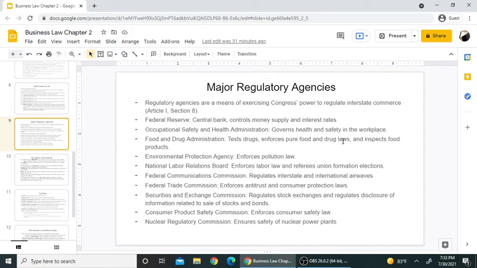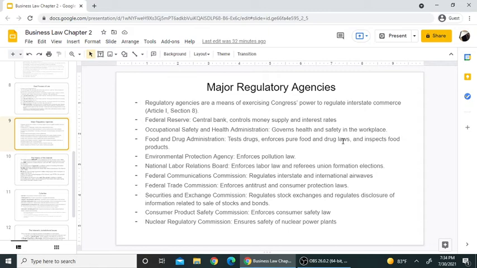For example, the Federal Reserve was created in the early 1900s, and it basically serves as the American central bank. It controls the money supply, like the amount of money that's circulating in the economy, and also controls interest rates. It controls the interest rates that it lends to other banks at, and that indirectly influences the interest rates in the economy writ large.